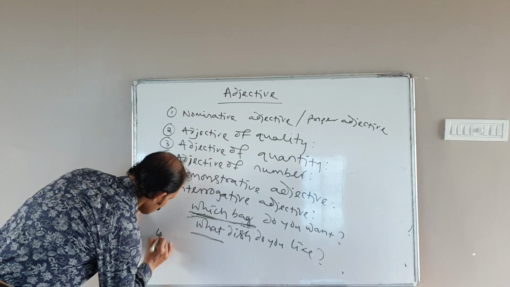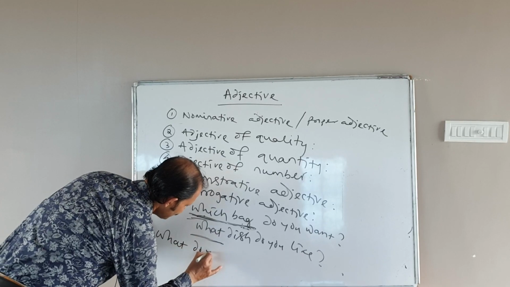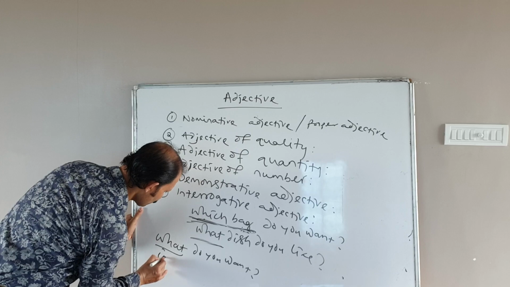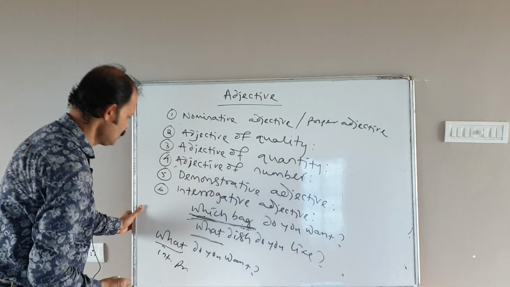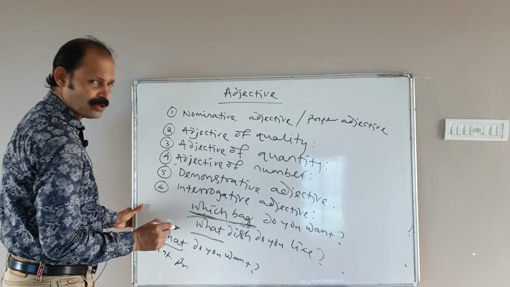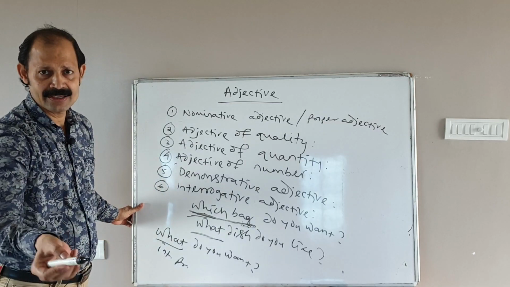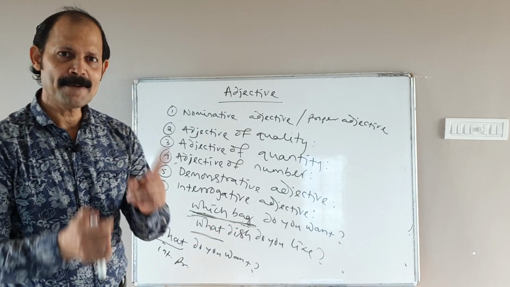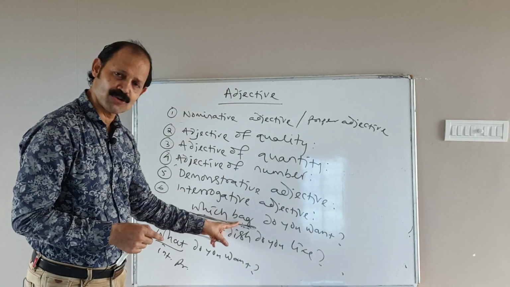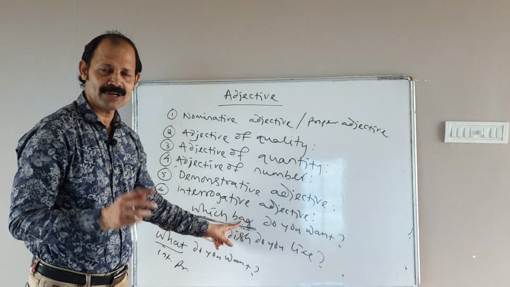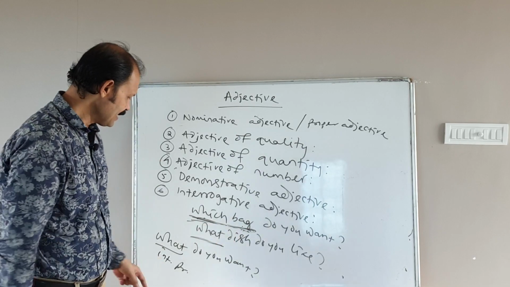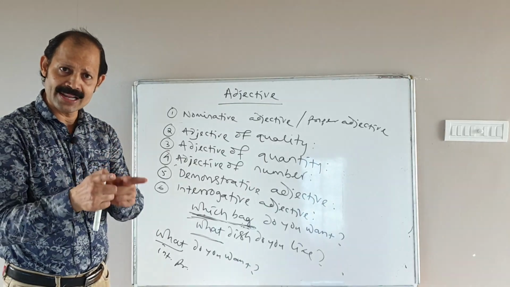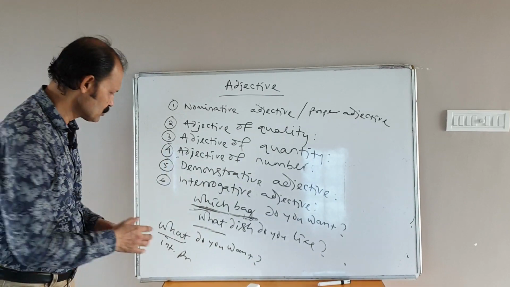Suppose, what do you want? Here what is an interrogative pronoun. Suppose, where are you going? Here where is an interrogative pronoun. That means, in short, if interrogative words occur with the noun phrase describing the noun, it is an interrogative adjective. If interrogative words occur in isolation, single, lonely, then they are interrogative pronouns.